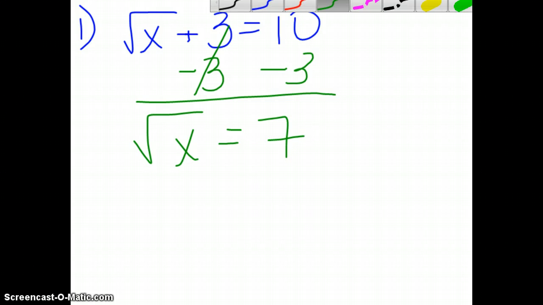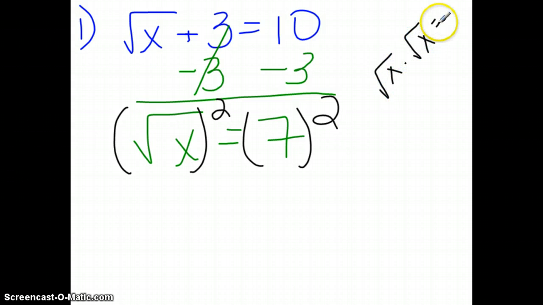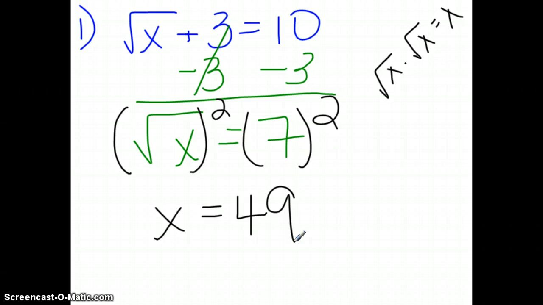So now I need to get x by itself, and right now it's under a square root. And the way that I cancel out a square root is to square it. So I'm going to take the square of both sides, and the square root of x, and you can just think about this on the side. The square root of x times the square root of x equals x. So that means x equals 49. Good job.